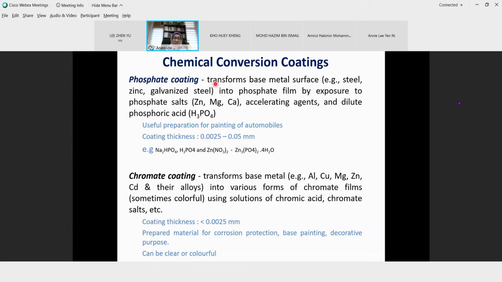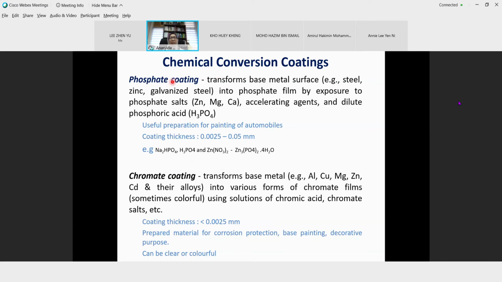All right, so this is for phosphate coating. And we also have chromate coating, or chromating. It can also be used for aluminium, copper, magnesium, and zinc. So we actually transform the surface into a chromate layer, and we can put in some color to make a nice appearance.